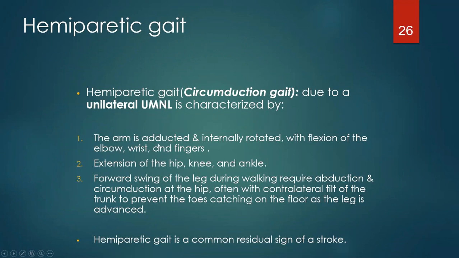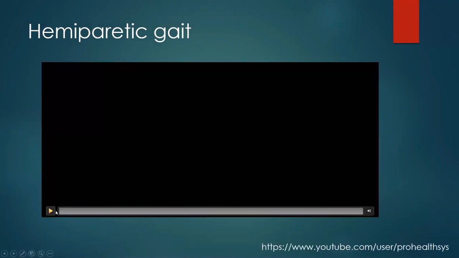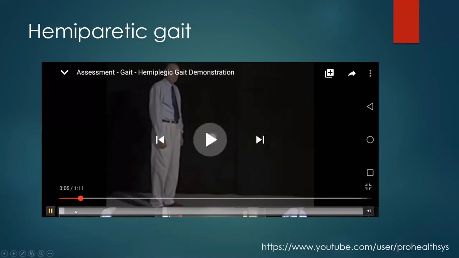It's characterized by the arm adducted and internally rotated with flexion of the elbow, extension of the hip, knee, and the ankle, forward swing of the leg during walking, with abduction and circumduction at the hip, often with contralateral tilt of the trunk to prevent the toes catching on the floor as the leg is advanced. It's common mainly in patients after stroke, and we can watch the videos together.